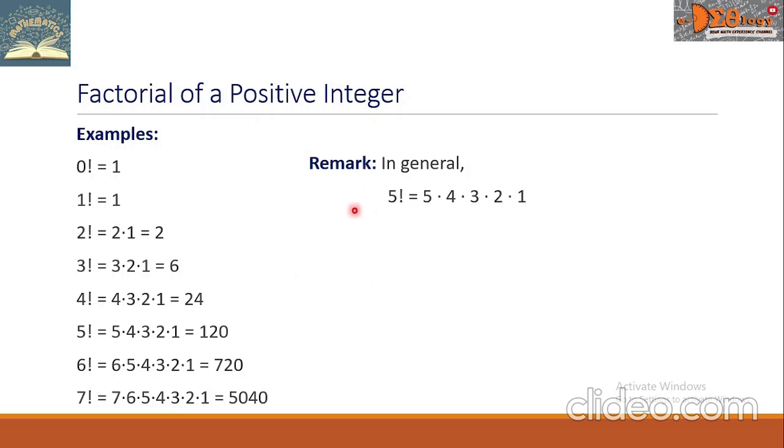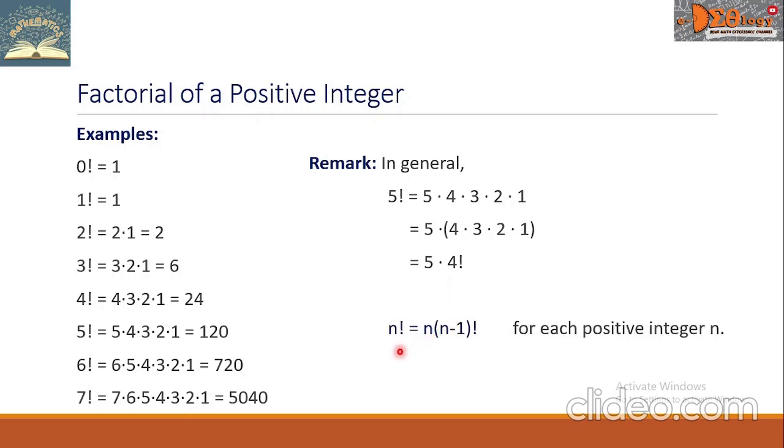In general, we say 5 factorial equals 5 times 4 times 3 times 2 times 1. We can show that this number 5 is written separately, and we're going to group the numbers from 4 up to 1. But this 4 times 3 times 2 times 1 equals 4 factorial, which means n factorial equals n times the factorial of n minus 1 for each positive integer n.